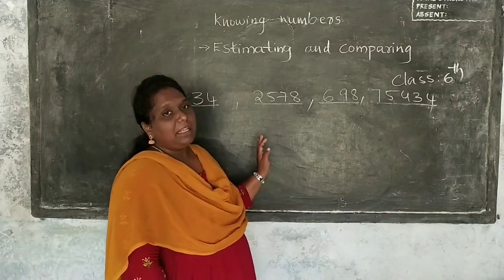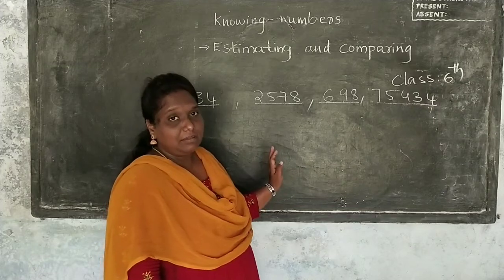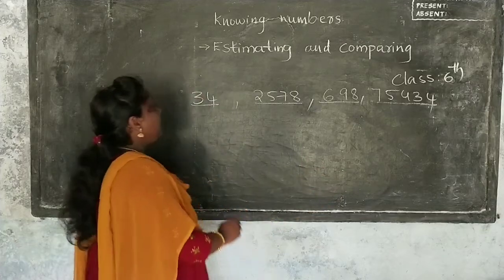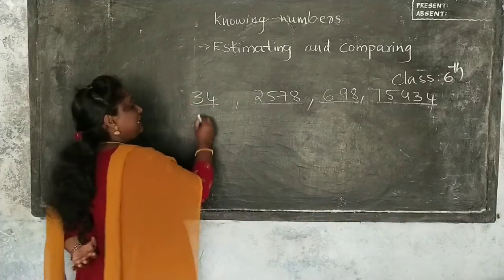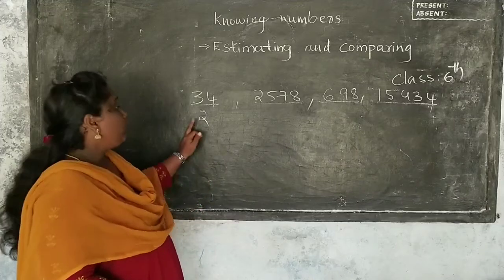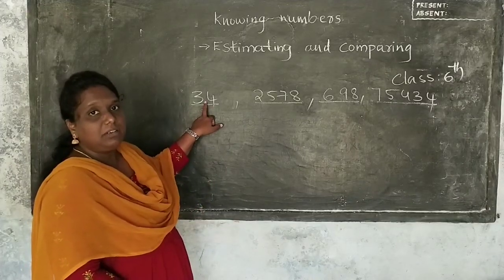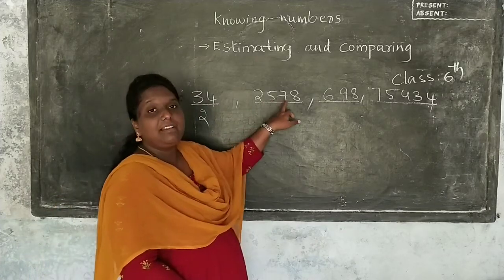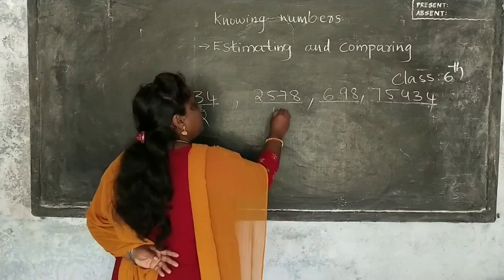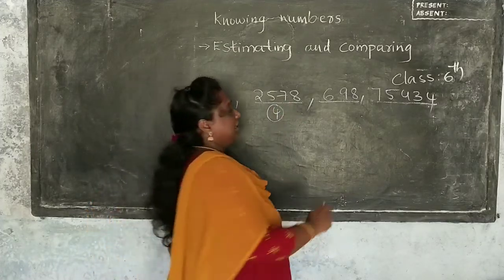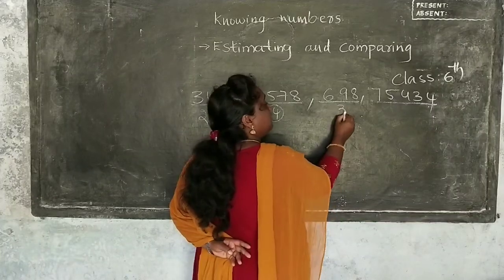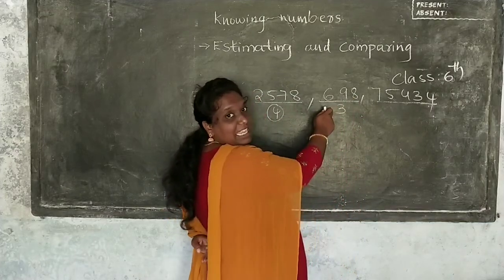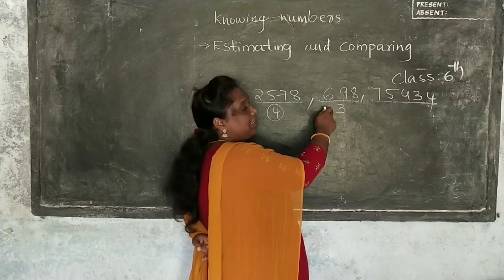Okay? So comparing, how can we know which is the greatest number? First of all, we have to count the digits. For example, beta, here this is 34. It is a 2-digit number. How many digits are there in this number? 2 digits. Now we go to the next number, 2578. Here 4 digits are there. Then 698, 3 digits are there, so we can say it is a 3-digit number.